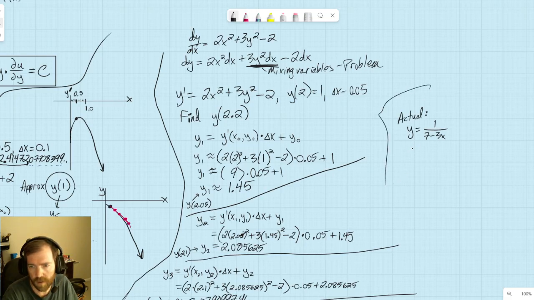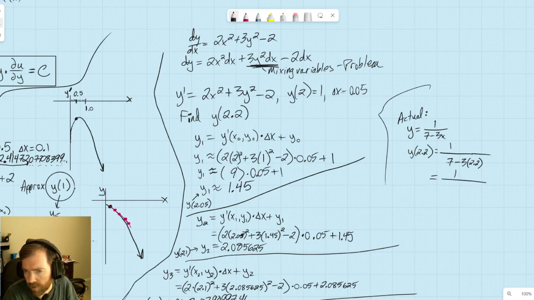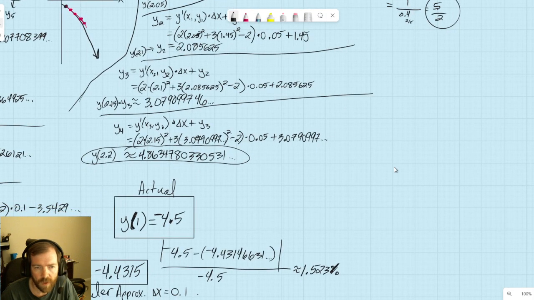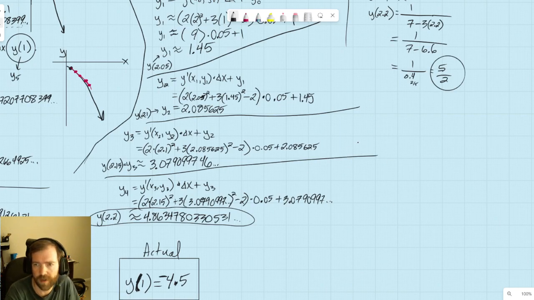Okay, so then we wanted to know what y at 2.2 was. So 1 over 7 minus 3 times 2.2. It's actually not difficult at all. It is equal to 1 over, this is 7 minus 6.6, is 1 over 0.4. 0.4 is 2/5. So this is going to be equal to 5/2. So the actual is 5/2. That's really far off, if that's true. Goodness.